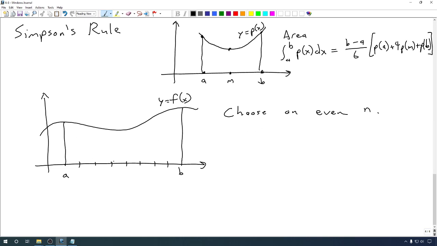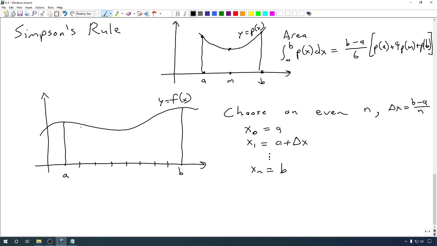We're going to have our endpoints of our subintervals. Of course, x0 is again going to be a. x1 will be a plus delta x. Of course, delta x is going to be b minus a over n, like it's been in all the other ones. So these are all the same as they were in the trapezoidal rule.